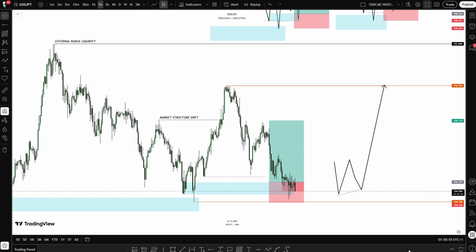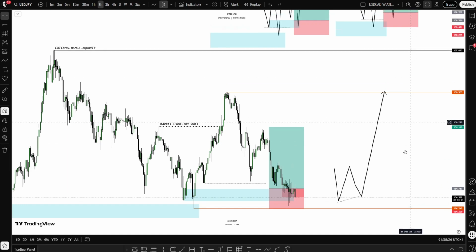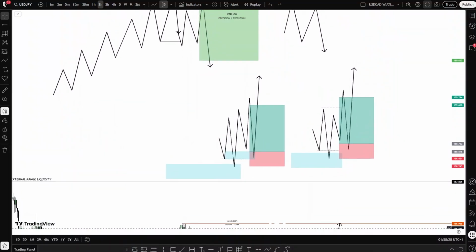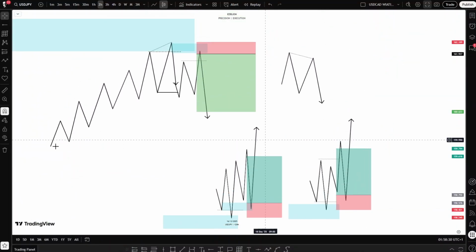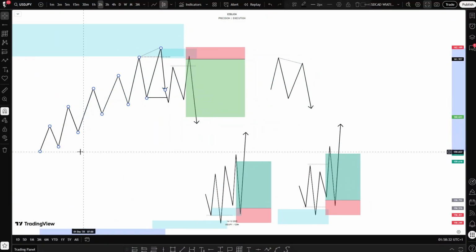Now, before we get started, I want to show you guys our entry model, right? So the first thing you want to know about is market structure, the next thing you want to know about is the entry model. So this is our entry model. What are we looking for? Let's get rid of all these charts.